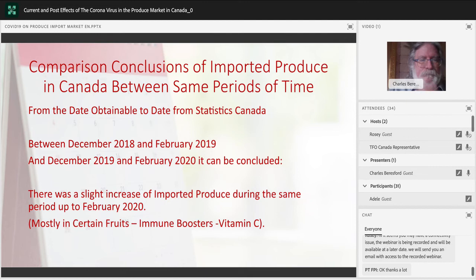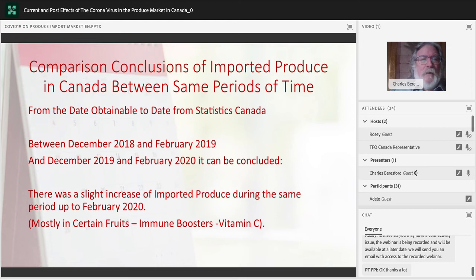It's very good. Comparison conclusions of imported produce, like I was saying, in Canada between the same periods of time this year and last year. If anything, there was a slight increase, mostly in certain fruits, immune boosters, right?